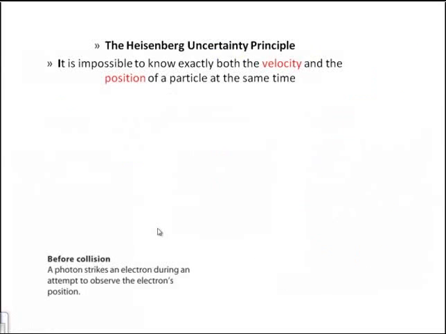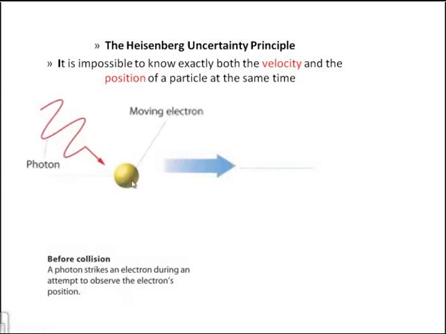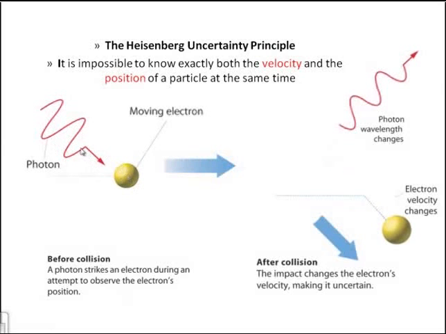Okay, so let's go back and watch that again. Alright, so before collision, we have a photon that strikes an electron. If you're looking at something, the only way you can see it is if light strikes it, okay, and bounces off. So what we're saying here is that when light hits it, the process of viewing causes this electron to move, and the wavelength changes coming back. So the process of just viewing causes movement, is what Heisenberg says. And therefore you cannot know both the speed or velocity and the position of the electron. So you can never really know where the electrons are.